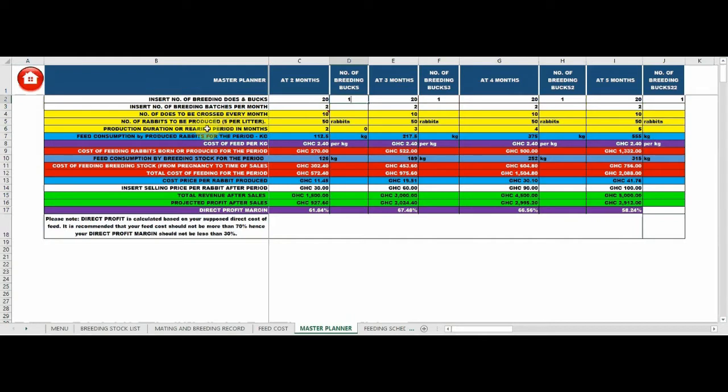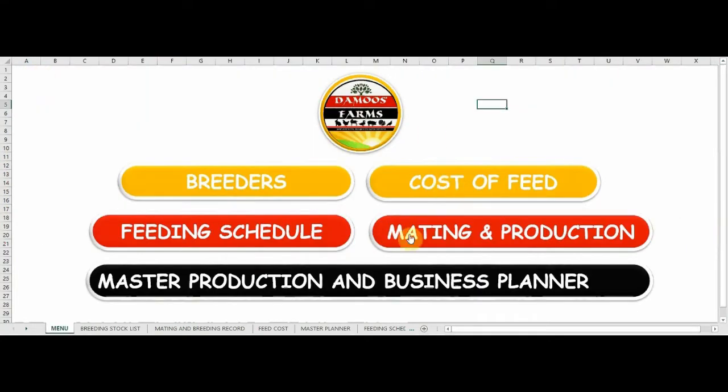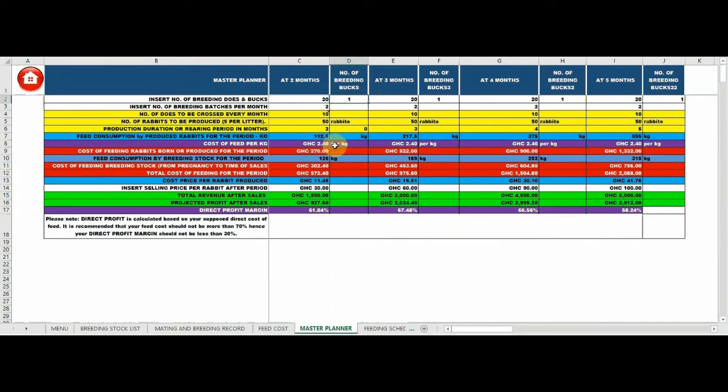Now, production duration or rearing period. At 2 months, which is the sellable age, this is where you highlight the whole thing. After 2 months, these 50 rabbits that you produce in one particular month, the cost of feed per kilo is what you entered in your cost of feed over here. Good, so the results will reflect here. Then the cost of feeding rabbits born or produced for the period. For 2 months, based on your cost of feed, you are going to be spending, let me zoom it.